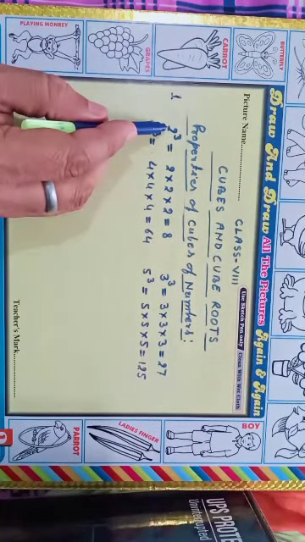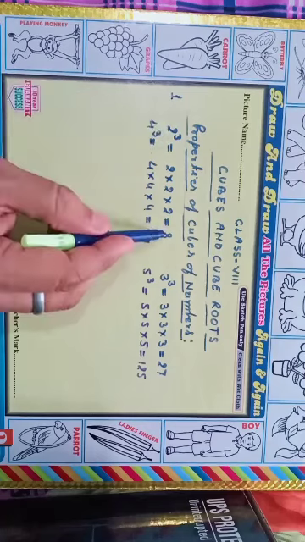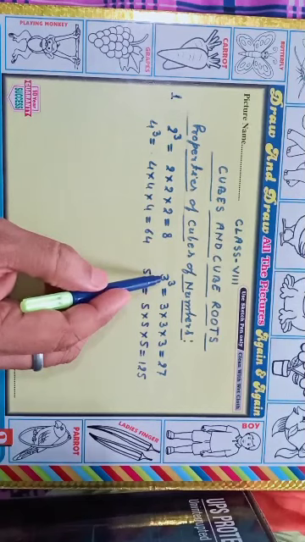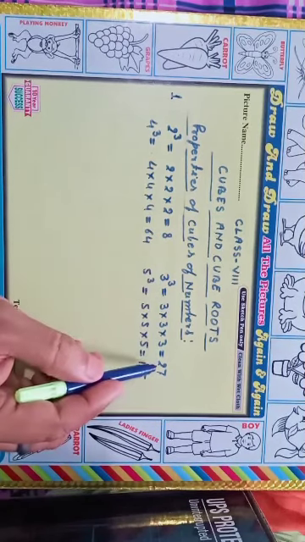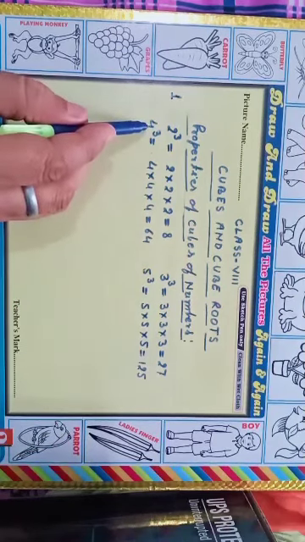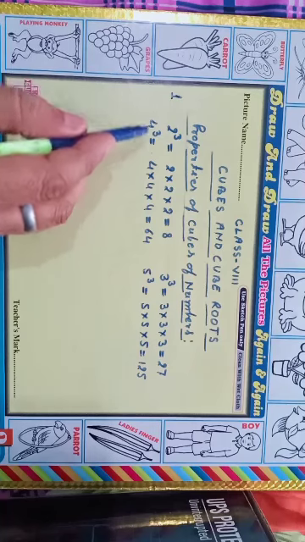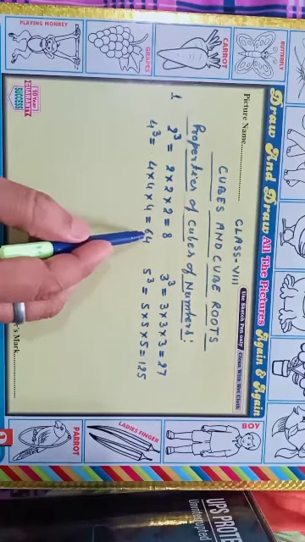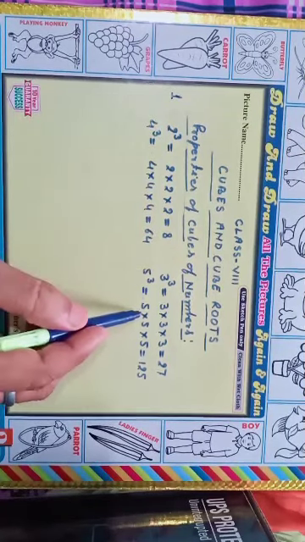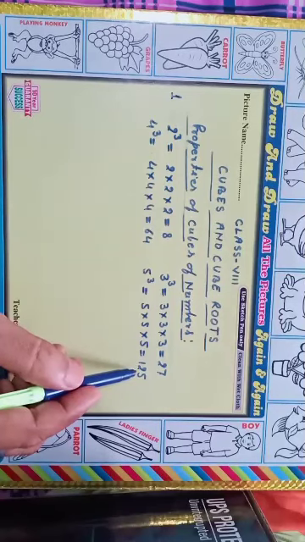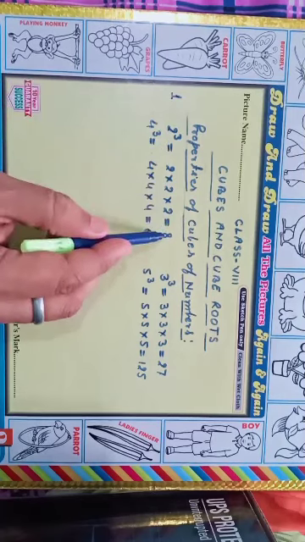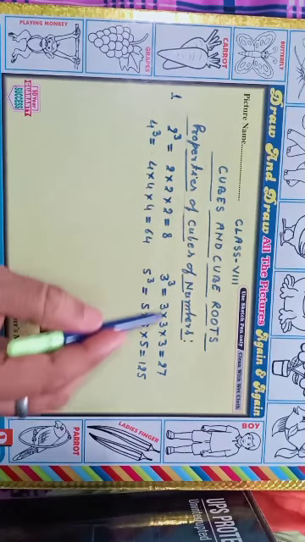Now see here, 2 is an even number and its cube 8 is an even number. Here 3 is odd and its cube 27 is odd. 4 is an even number and 4 cube is 64, which is even. 5 is odd and 5 cube is 125, which is odd. So, clear? Cube of an even number is even. Cube of an odd number is odd.